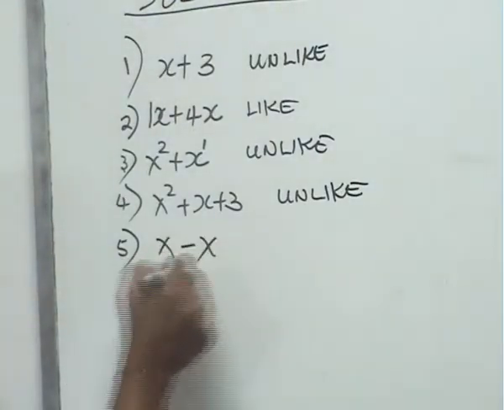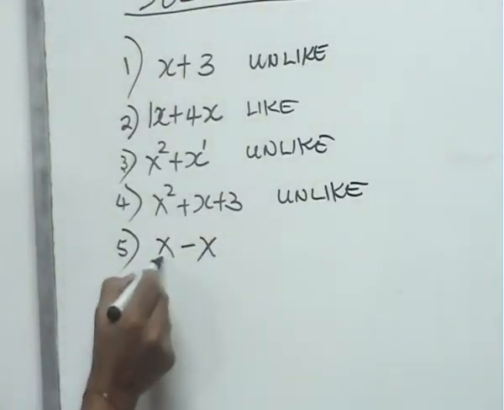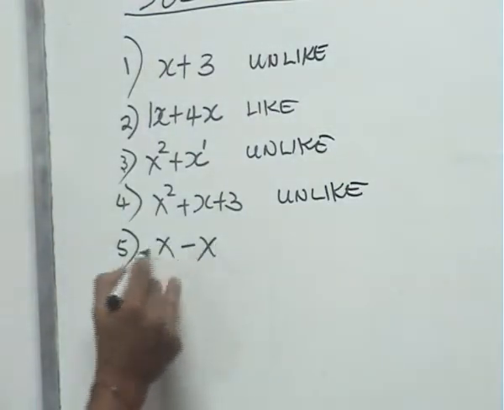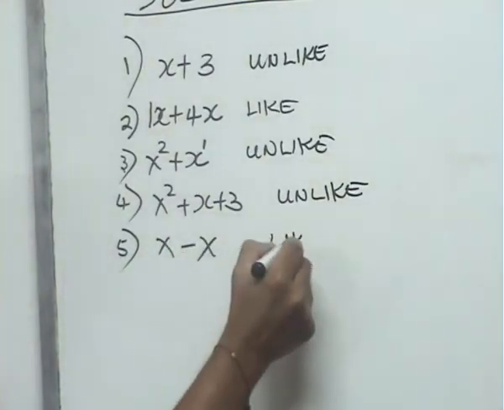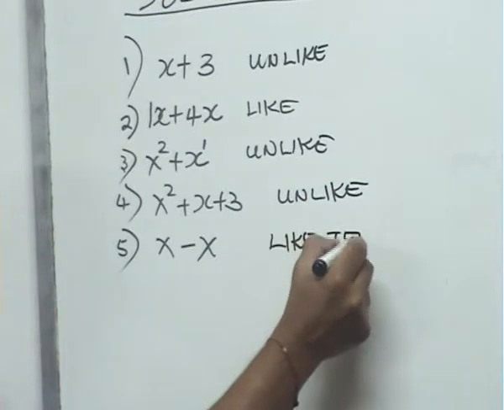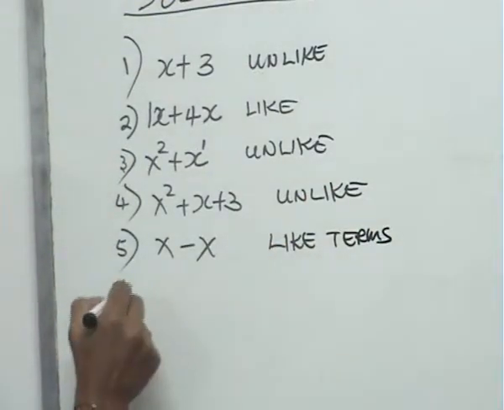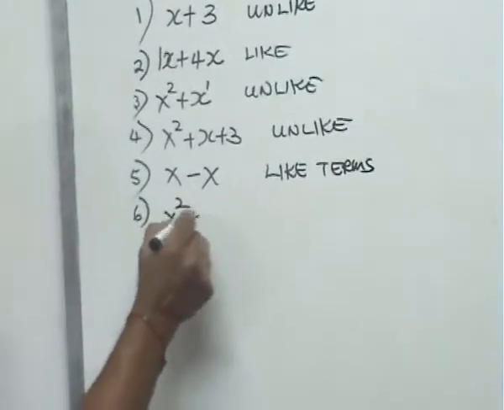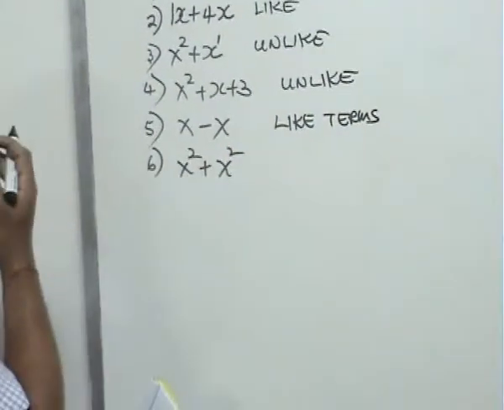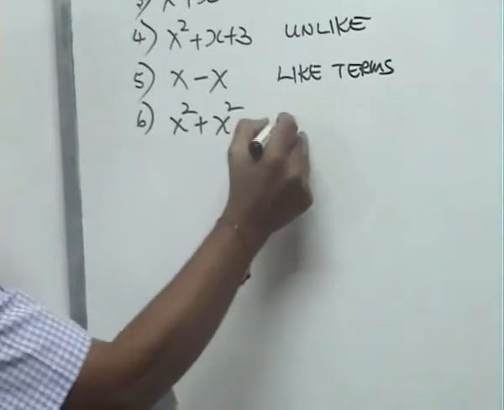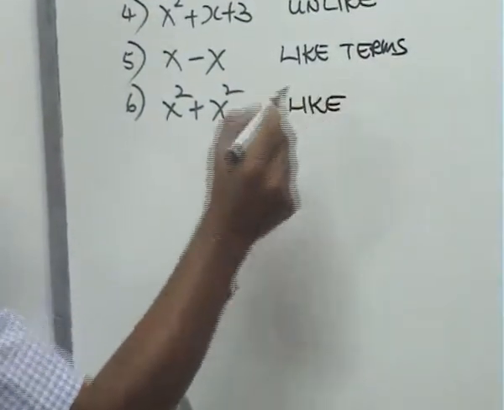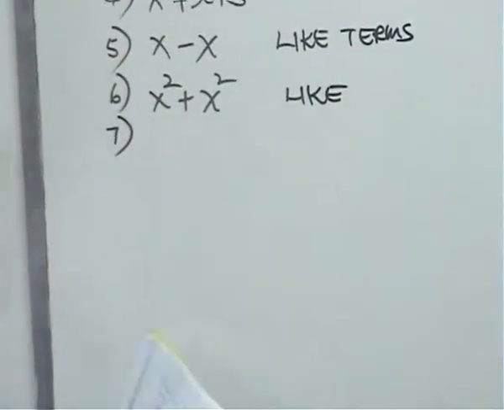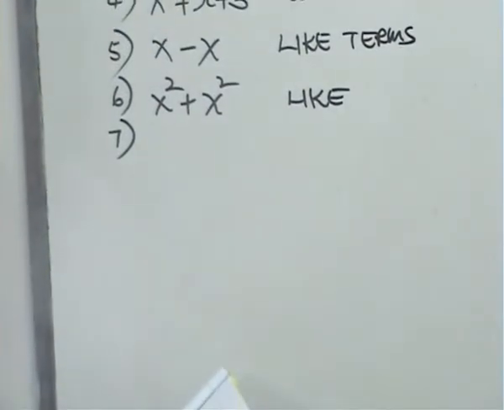Number 5. X minus x. Well, this is x to the 1, that's x to the 1, the powers are exactly the same, these are like terms. Number 6. X squared plus x squared. The powers are exactly the same, so these are like. I'm not going to write the word terms all the time.